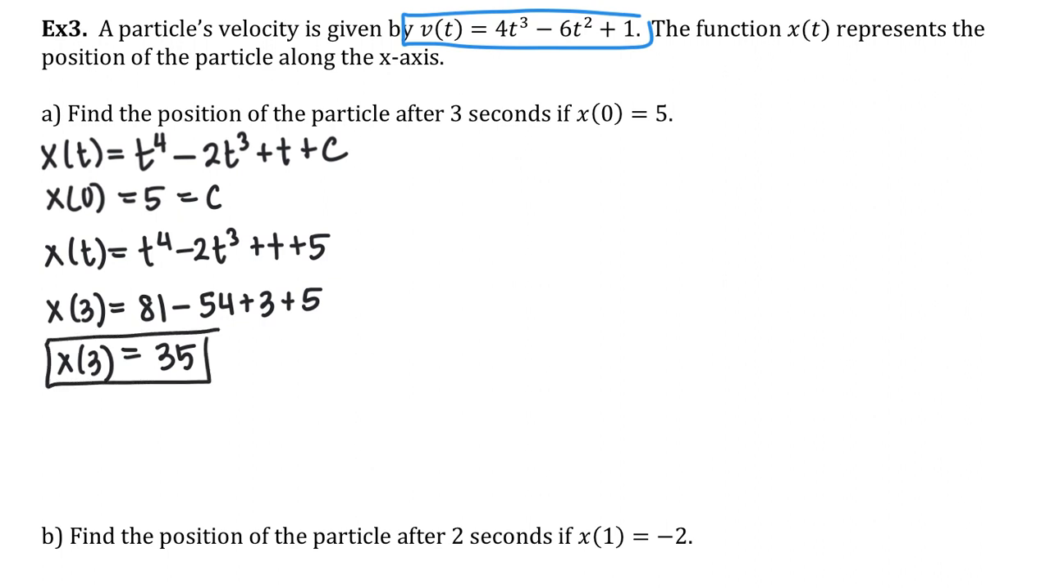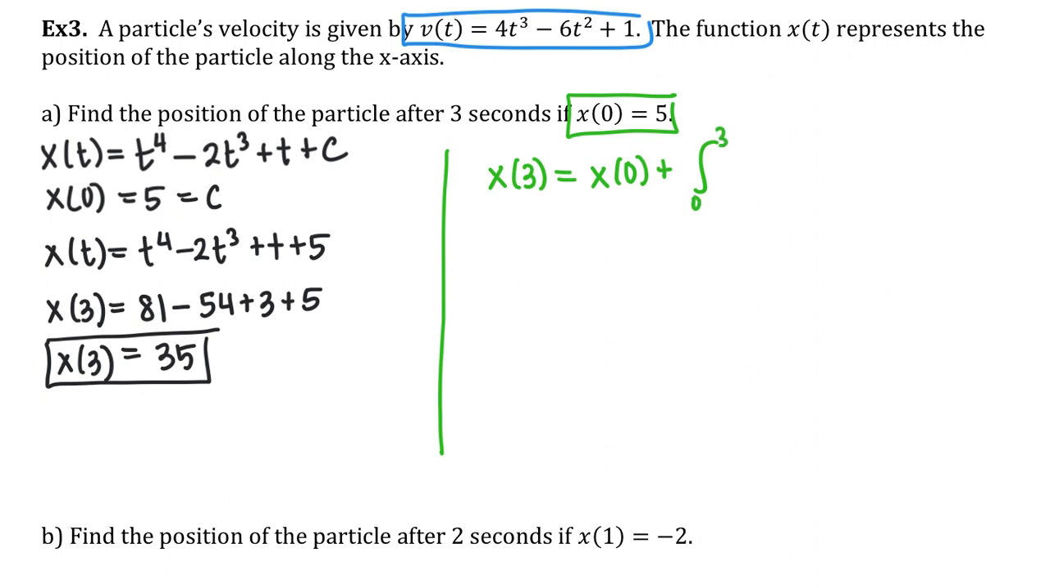Okay, now that's not the only way we could have done this. Remember, we could have also used the initial information and then added on the displacement since then. We used to do that a lot as well in a previous chapter. So remember, if x of 3, I know that x of 0 is 5, so I just need the change from 0 to 3 of v of t dt, and I should get the same answer. Let's check and see if we do.